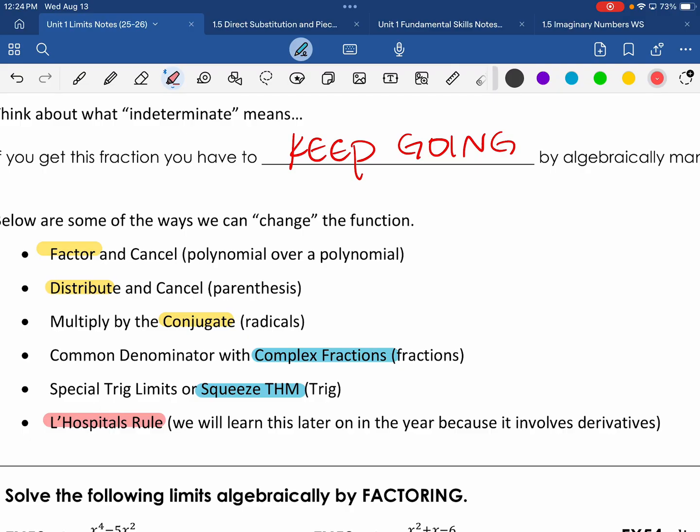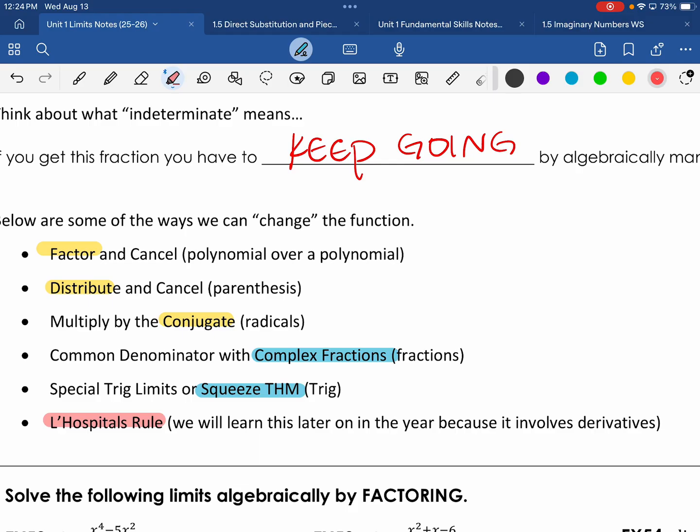Now, after we talk about derivatives, I'm going to show you this rule. It's called L'Hopital's rule. I can't show it to you now because you don't know what a derivative is, but L'Hopital's rule works for any indeterminate form. So L'Hopital's rule is kind of nice because anytime you get 0 over 0, you can just use that rule and you don't have to think about a certain method. But since we don't know what derivatives are, we're going to learn all of these other rules that we kind of use a lot of algebra with.